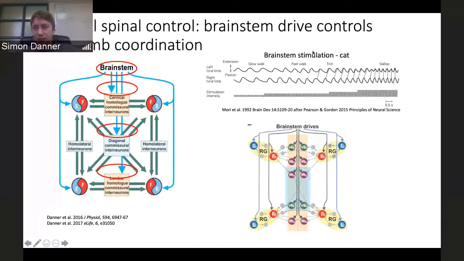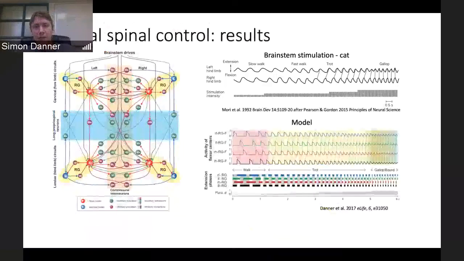transition. And again, the idea for this type of organization is the observation that with brainstem stimulation, with increase in drive, not only the frequency changes but also the gait. So now here's the result of the model. We have the whole connectivity with the genetically identified interneurons. And now here's the simulation where we increase the drive from left to right, and the model reproduces the gait transition. You can see here the extension phases as the spars for the hind limbs and for the forelimbs.